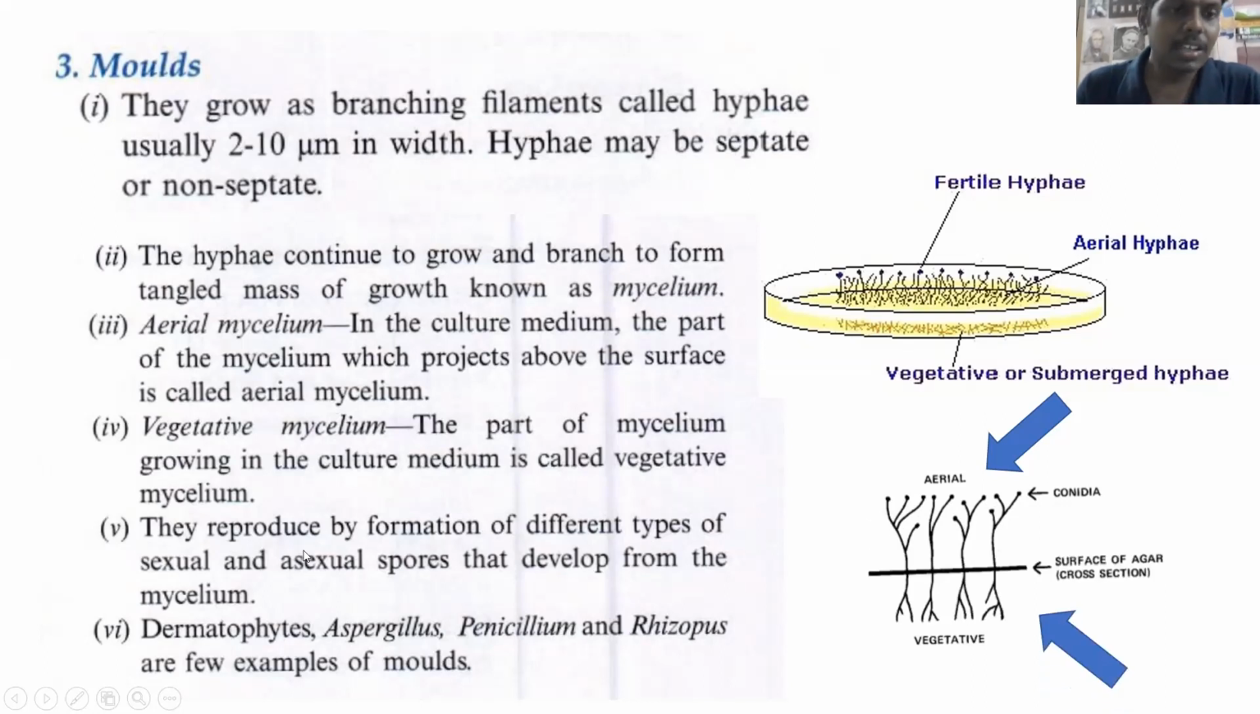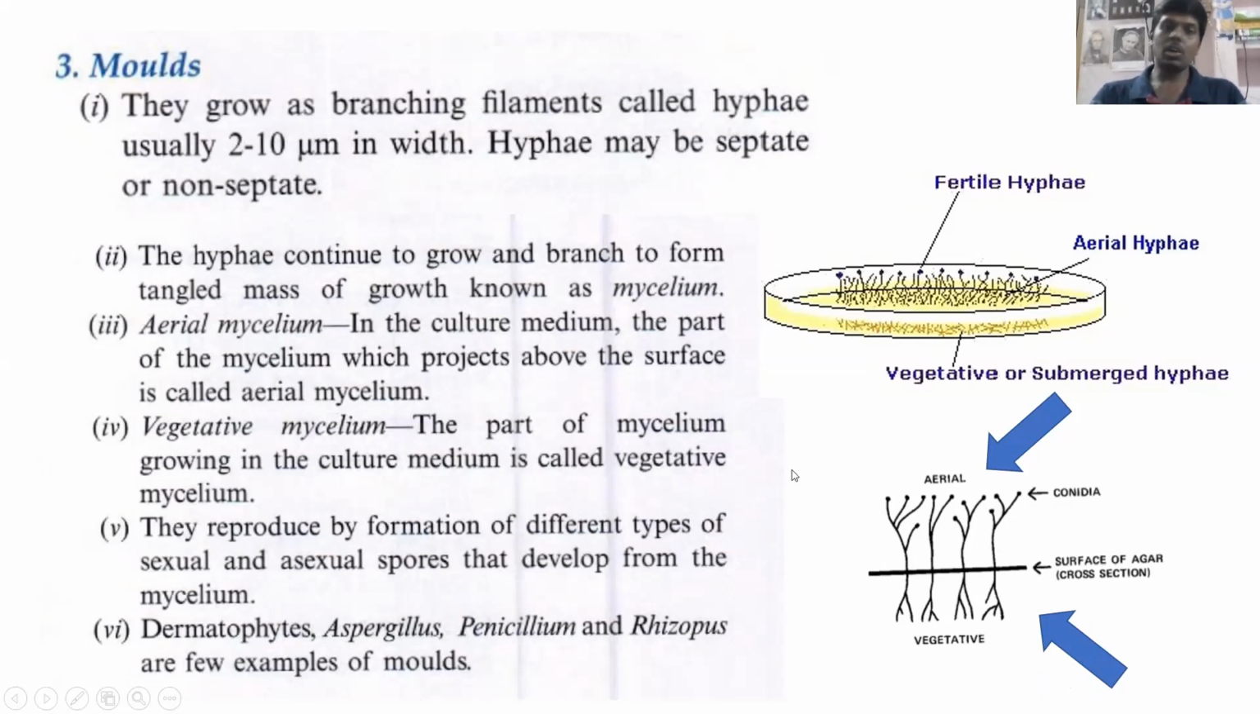Other than this, they reproduce by different types of sexual and asexual spores, and the best examples of molds are Aspergillus, Penicillium, and Rhizopus. What are those? Aspergillus, Penicillium, and Rhizopus are the examples of molds.